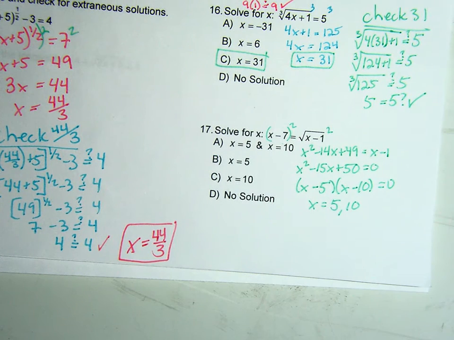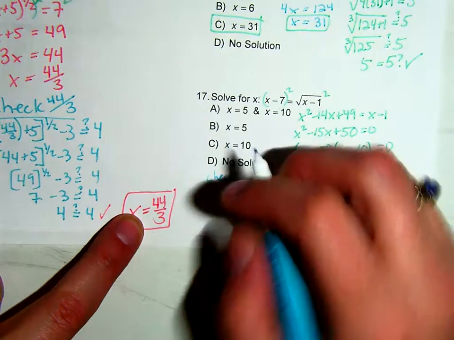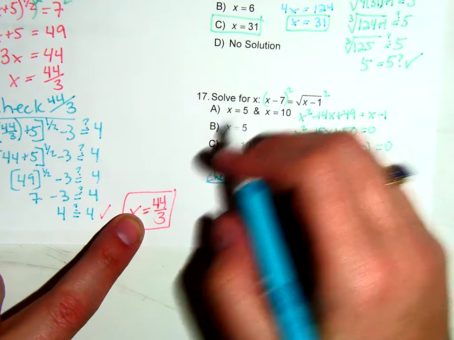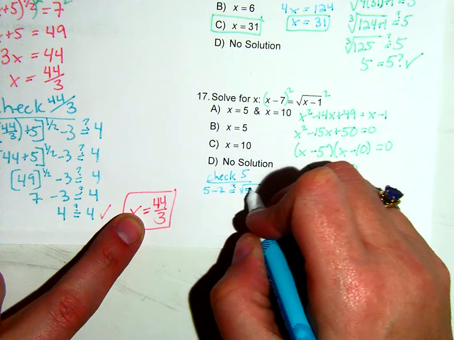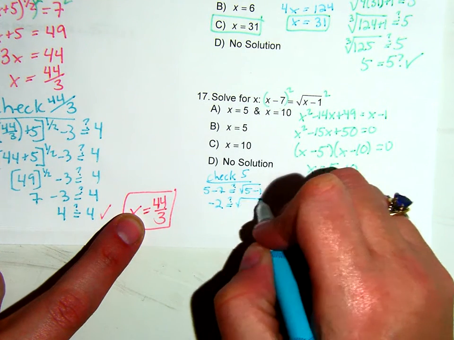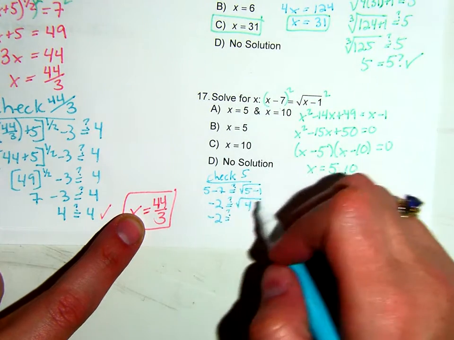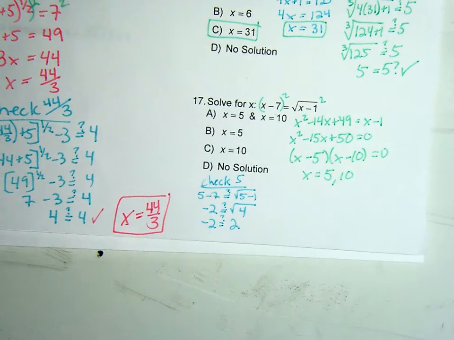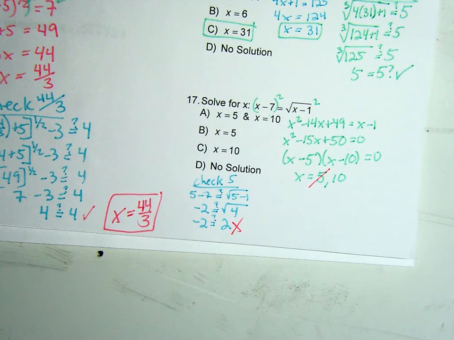Now, we need to check both of those numbers because, again, the method that we're using can cause extraneous solutions. So, checking 5. We plug it back in the original. 5 minus 7, does that equal the square root of 5 minus 1? 5 minus 7 is negative 2. So does negative 2 equal the square root of 4, which is positive 2? So is that true? No, it is not. So 5 gets thrown out of our possible answers.